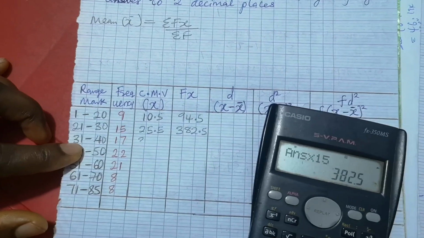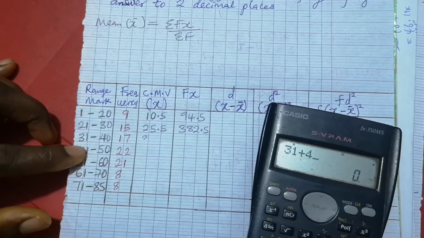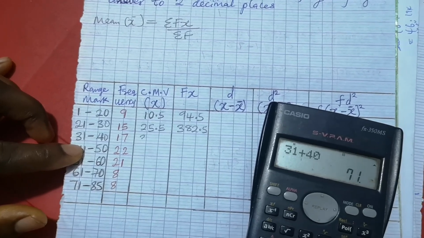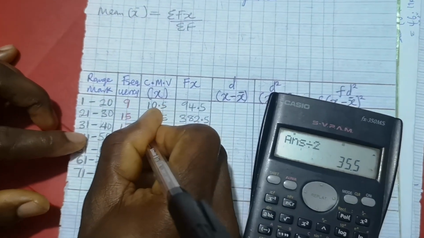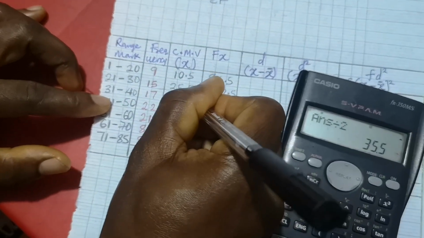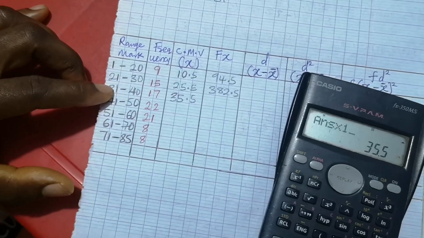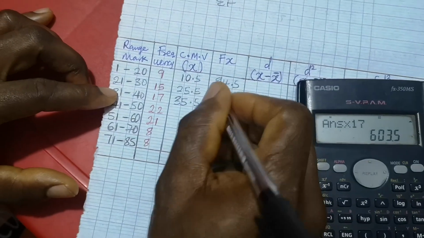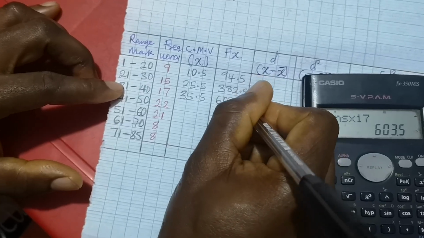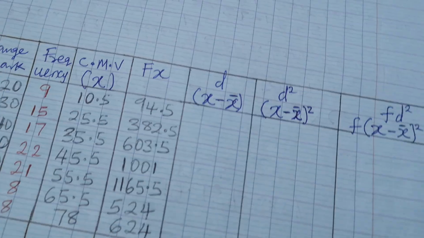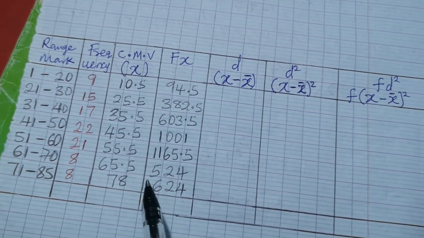Then here, 31 plus 40 is equal to 71, divided by 2. We have 35.5, times 17, is equal to 603.5. Okay, as you can see, I am done filling the part of the table we need for our mean.